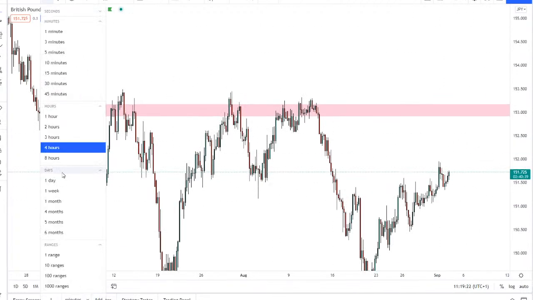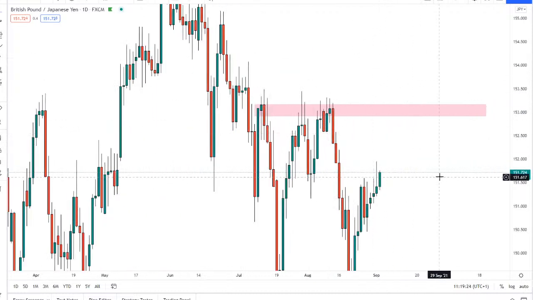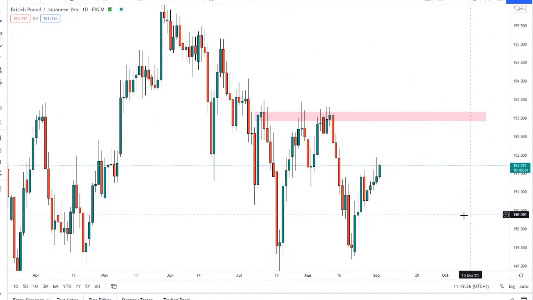A nice opportunity would be on the retest of that, or wait for price to pull back and then buy it back up again.